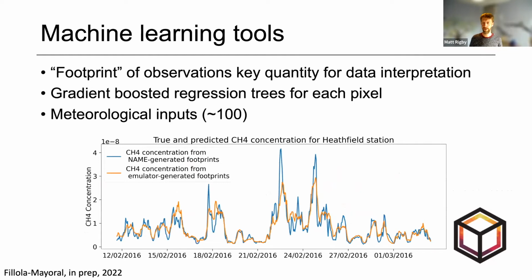Just to show that it doesn't just work to make fancy plots, it seems to work in practice as well. This is a methane concentration time series that's made using the emulated model versus the real model. The real model is in blue here, and the emulated model is in orange, and we seem to get fairly good agreement at most of the sites we've tried this at.